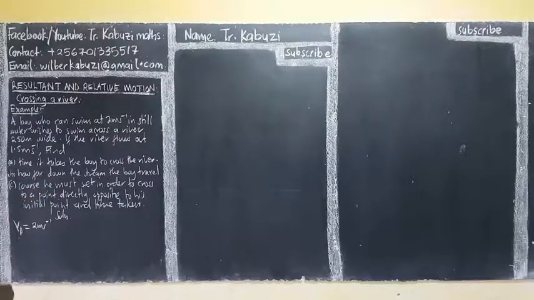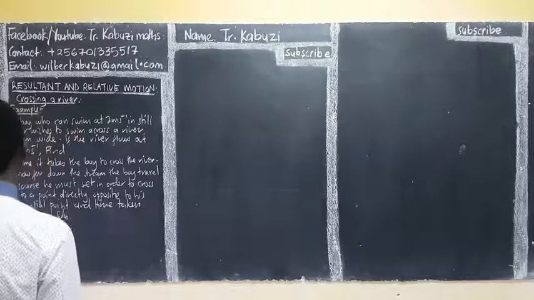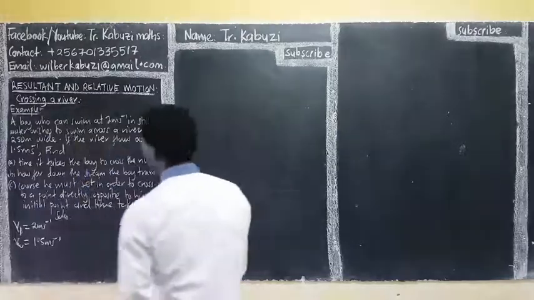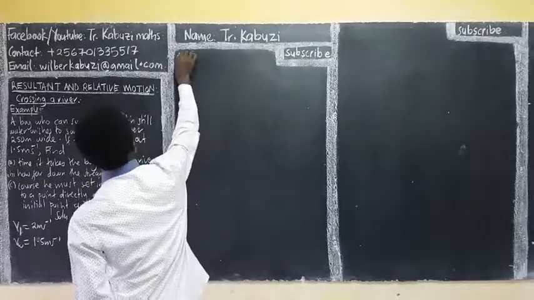The velocity of the water in the river is 1.5 meters per second. Find the time it takes the boy to cross the river, and how far down the stream the boy travels. So that's the case. Now we come to part A.